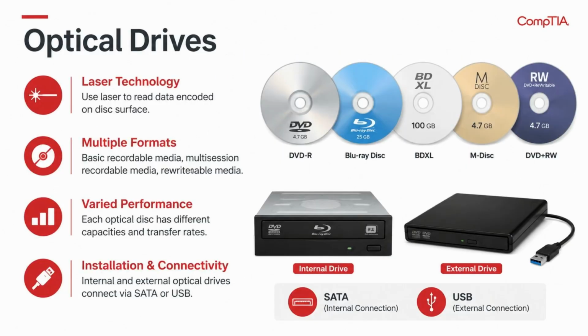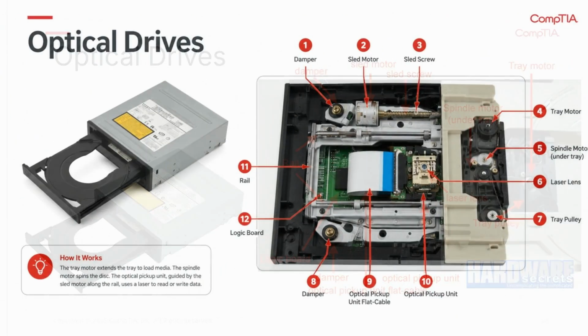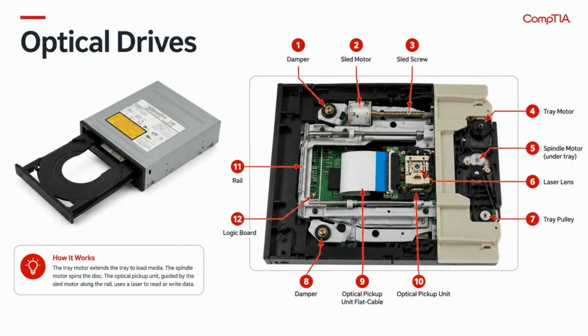Optical drives use lasers to read data from disks. These come in various formats, such as recordable and rewritable media, each with different capacities and transfer rates. Finally, comparing CD, DVD, and Blu-ray discs reveals how physical differences in the media directly affect the storage capacity of each format.